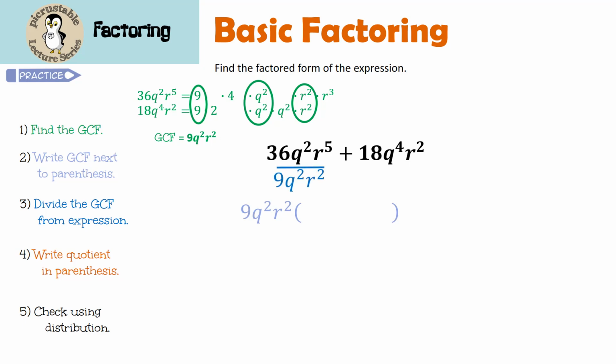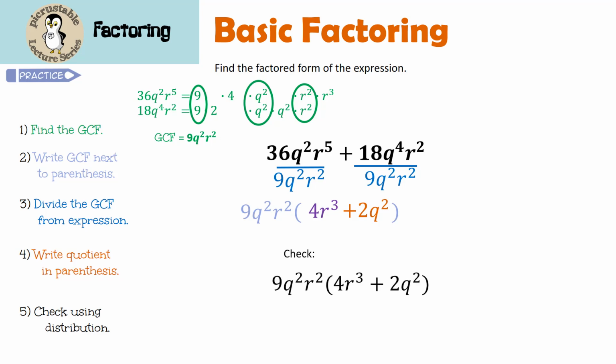When we divide 36q squared r to the fifth divided by 9q squared r to the second, we end up with 4r to the third. Yes, that's a lot of q's and r's and numbers. But guess what? We're going to do it again. 18q to the fourth r squared divided by 9q squared r squared. We end up with 2q squared. And guess what? That's it.